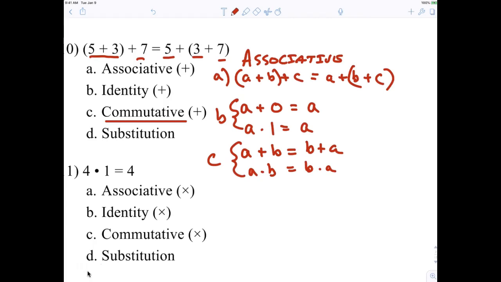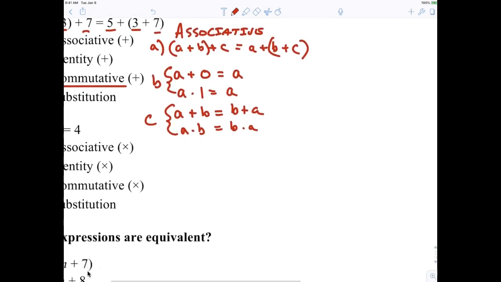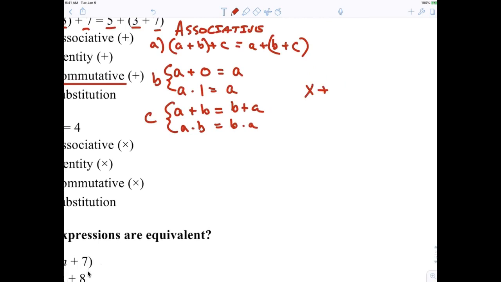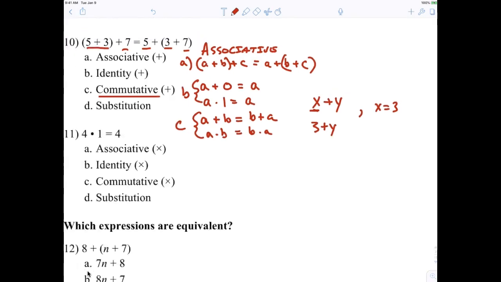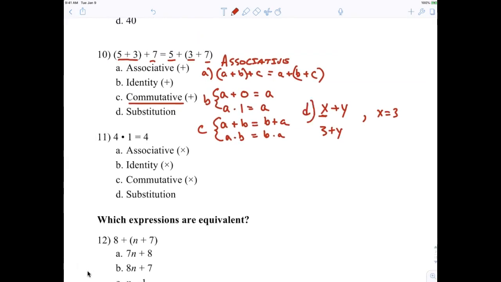Now, one of the things we do a lot in algebra and pre-algebra is we substitute. What does that mean? Substitution would be if I said, for example, x plus y, and then I came over here and said x equals 3. I'm going to substitute in for x what? 3. So that's an example of a substitution. When you replace one equals with a what? With something else that's equal. So that would be an example of substitution.